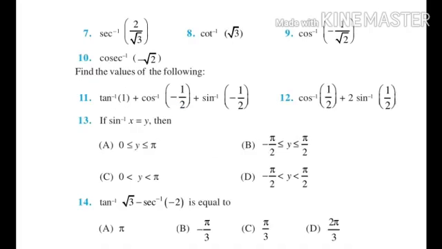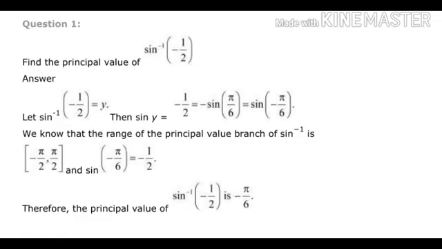You can pause the video and you can see the questions. Now we will solve question number 1. Find the principal value of sine inverse minus 1 by 2. Let sine inverse minus 1 by 2 be equal to y. We have to do in each question like this. Whatever is given, just assume it equal to y. Then if we transfer sine inverse to the other side, it will be sine y. So sine y is equal to minus 1 by 2.